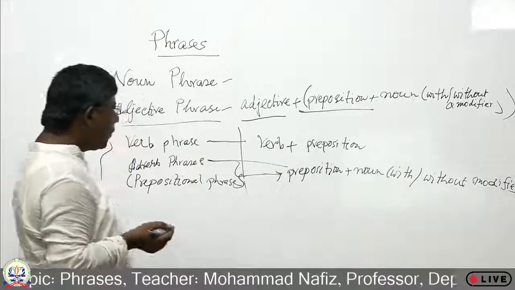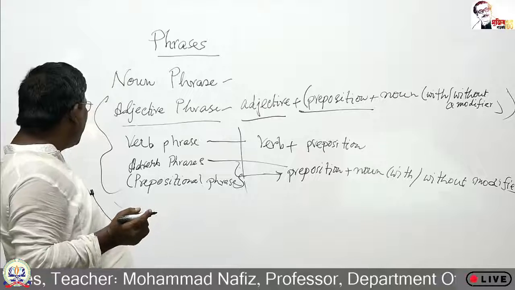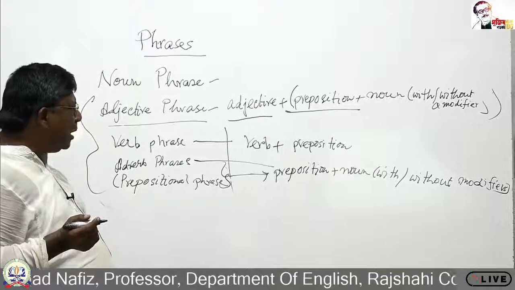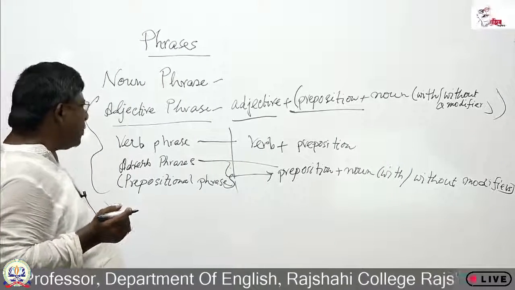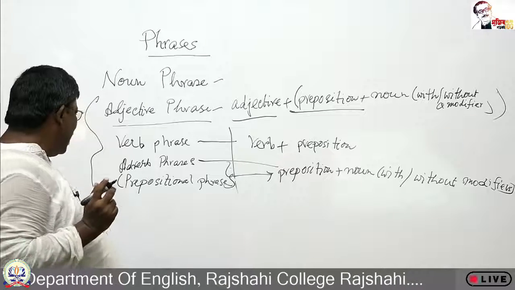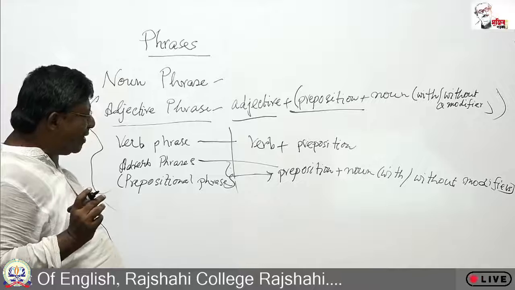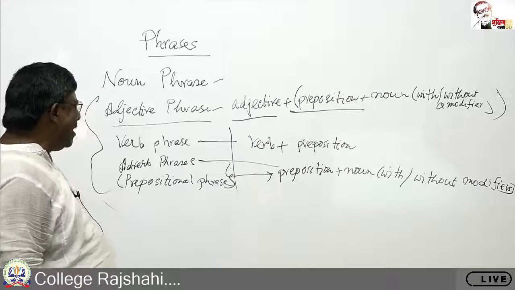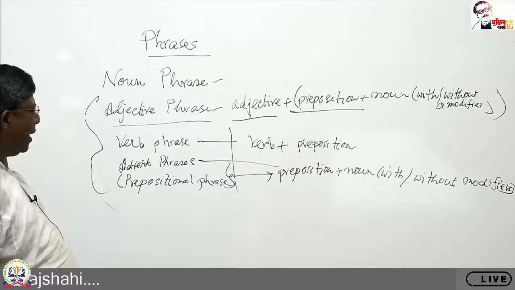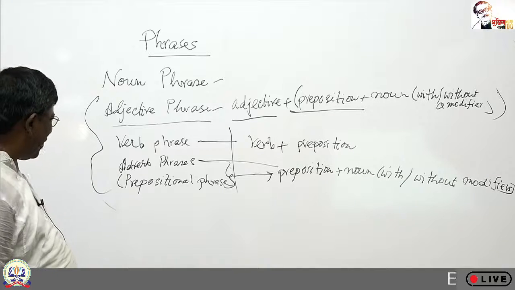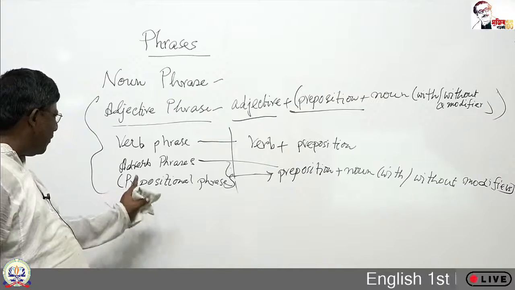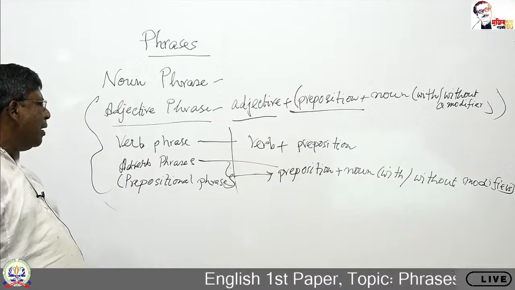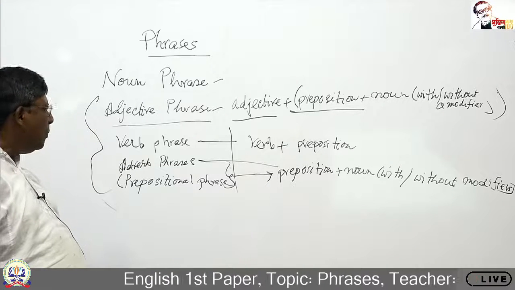So, in an adjective phrase or in a verb phrase or in an adverb phrase, we have a function of preposition. In an adjective phrase, the preposition is followed by a noun, and in an adverb phrase also the preposition is followed by a noun. The difference is that in an adjective phrase, an adjective is followed by an adverb phrase or prepositional phrase, and in an adverb phrase, the preposition is followed by a noun phrase, and in a verb phrase, a verb is always followed by a preposition.